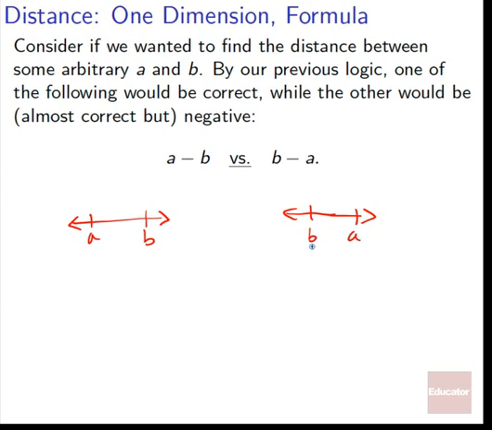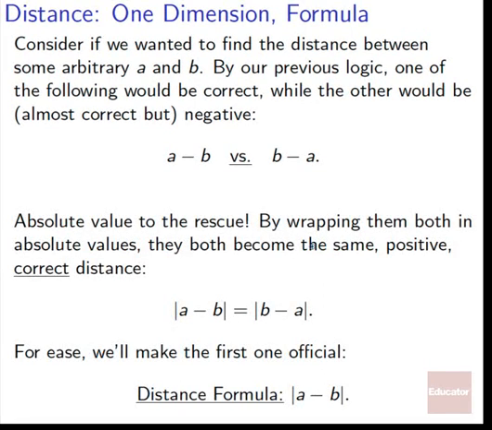So what we want is some way of getting rid of negative signs. Let's force everything to be positive. Then it doesn't matter what order we put it in, because it's just a negative version or a positive version. Doesn't matter, because we'll flip everything to positive. We'll always get the distance. So we toss some absolute values on there. Absolute value to the rescue. We wrap them in absolute values and they both will become the same positive, correct distance.